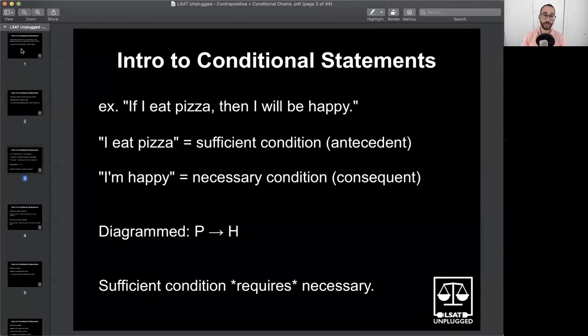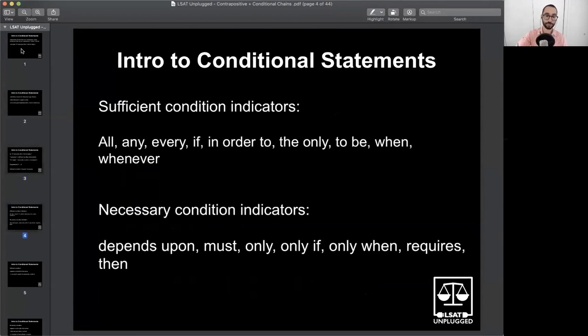So in that conditional, if I eat pizza, then I'll be happy. I eat pizza is the sufficient. It's the activator, known in formal logic as the antecedent, which you don't really need to know, but I'm putting it there for those who like the formal logic stuff. I'm happy is the necessary condition, also known as the consequent in formal logic. Diagramming it simply, P requires H. The sufficient requires the necessary. So it requires it, it activates it.